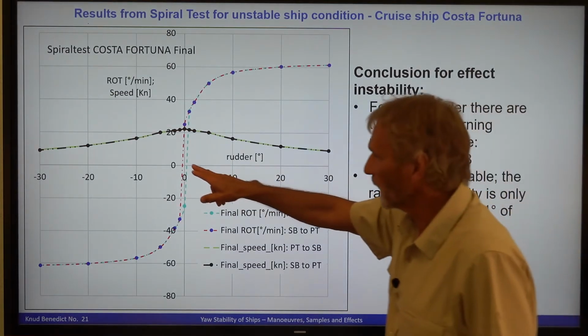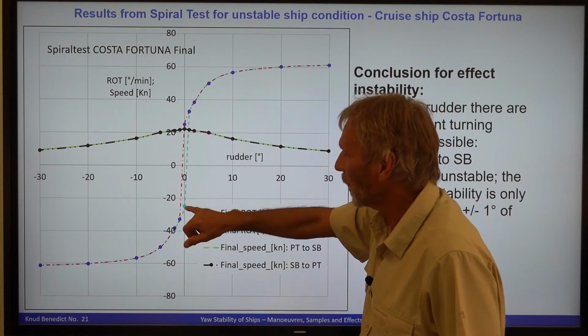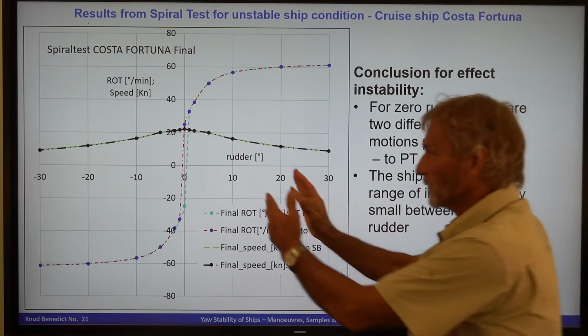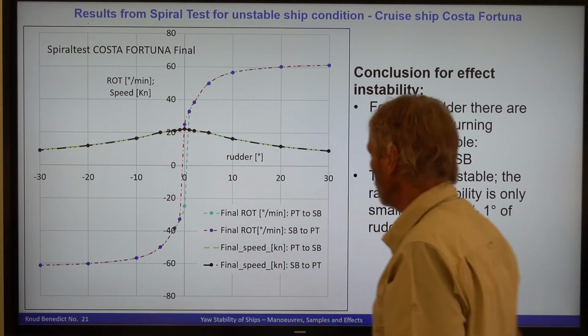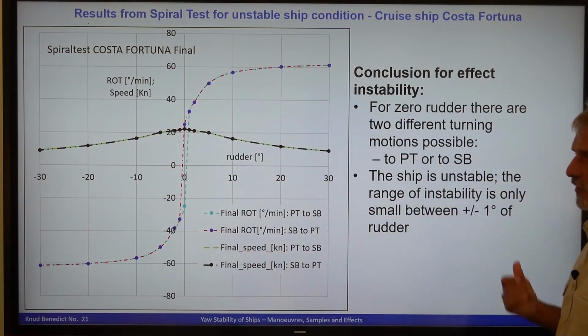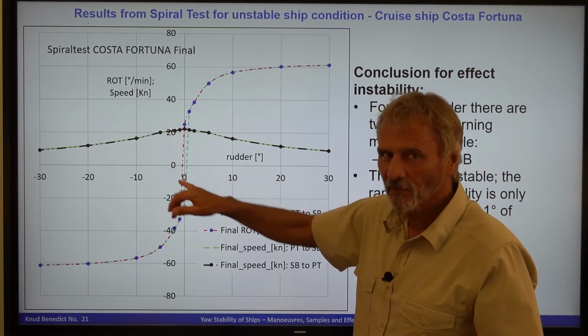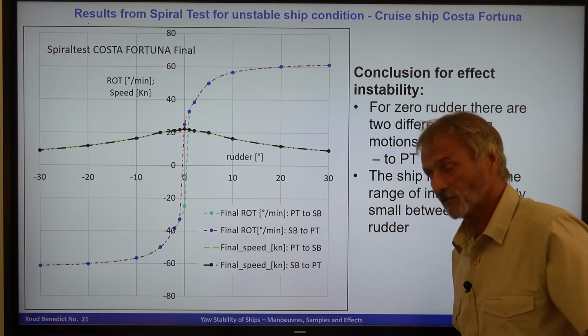That means for this rudder angles, there are two options possible: to port or to starboard. The ship is obviously unstable, at least for the small rudder angle range. In this case, only between plus minus 1 degree. So the range of instability is very small.